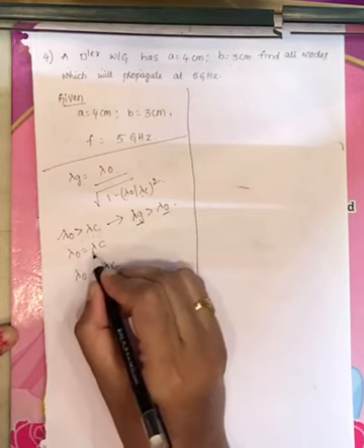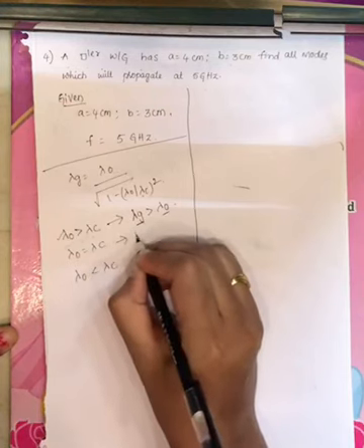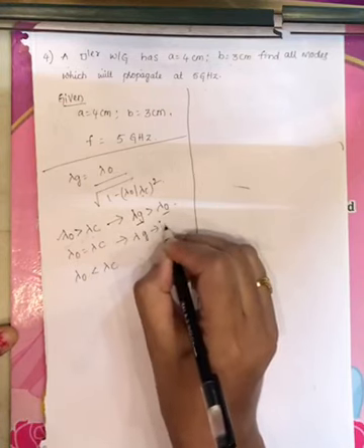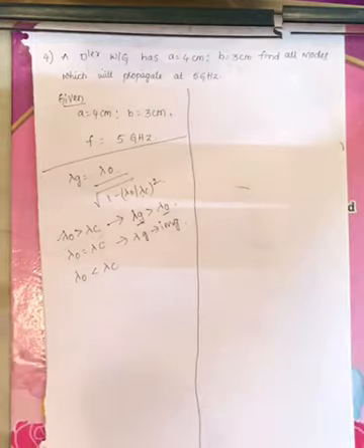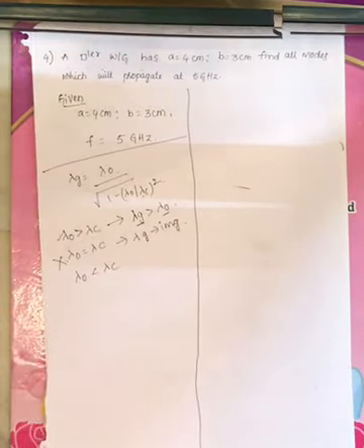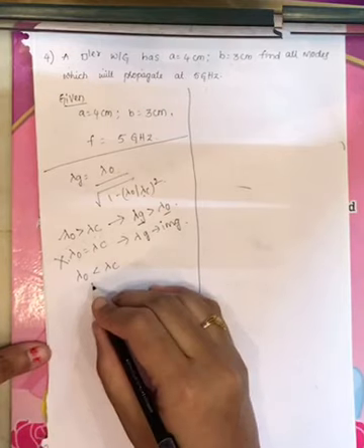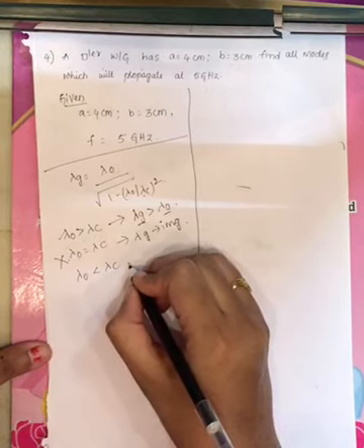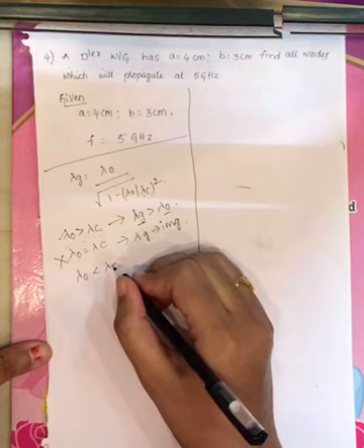Now what happens if lambda naught equals lambda c? You will get lambda g as imaginary, which is not possible. That means lambda naught should not be equal to lambda c. Now what happens if lambda naught is greater than lambda c?